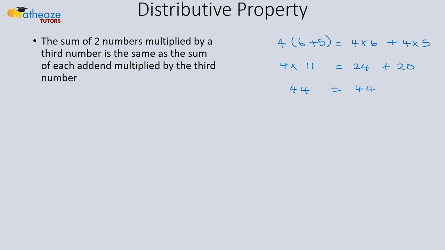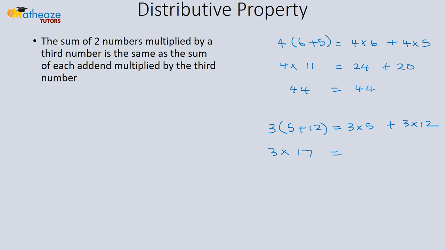One last example on this property. Let's try 3 times the quantity 5 plus 12. This is supposed to tell us that we have 3 times 5 plus 3 times 12. So this is 3 times 5 plus 12, which should give us 17.